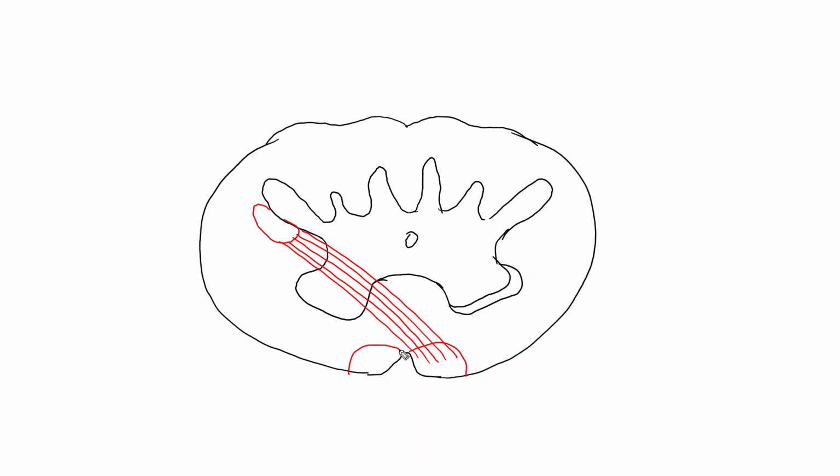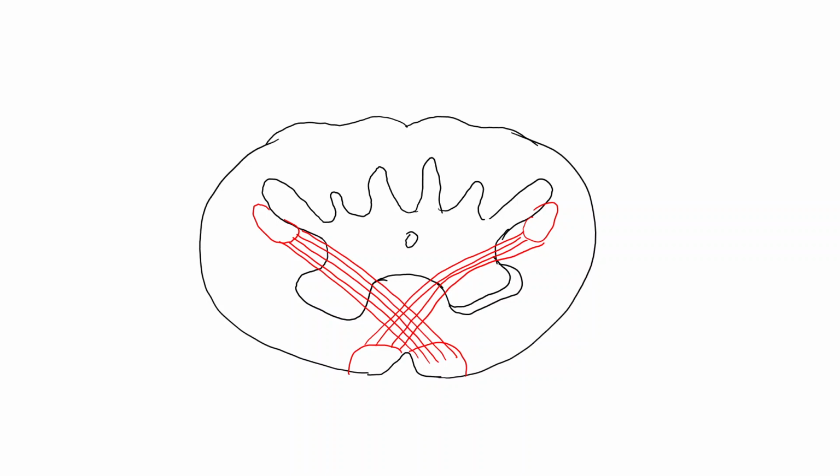Right? How? It is going like this. Try to draw them straight. These are not coming out exactly straight. This is the lateral corticospinal tract.